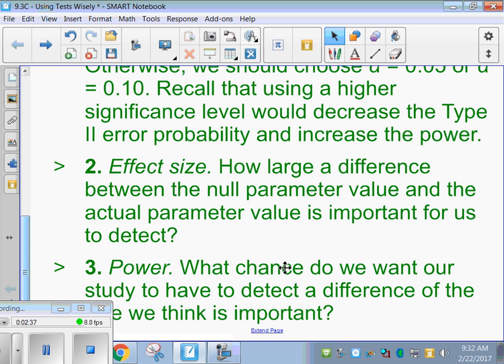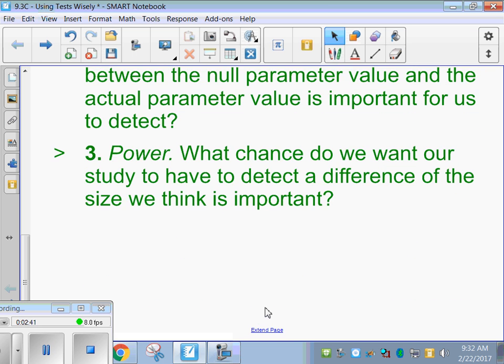And then power. So they give you that value. It's a decimal value. Power is what chance do we want our study to have to detect a difference of the size that we think is important. So power detects a type 2 error. It's the probability of avoiding a type 2 error.